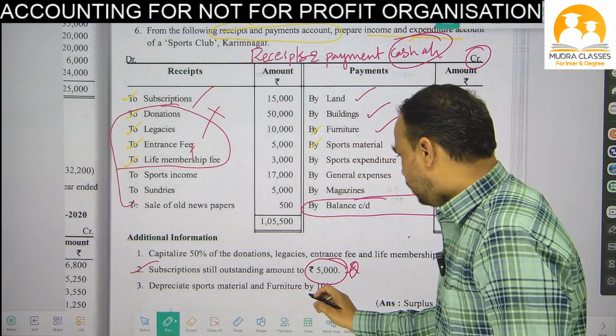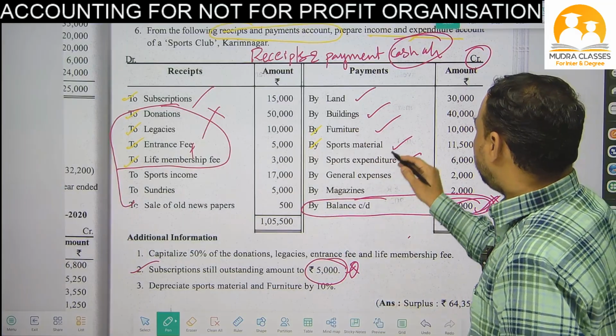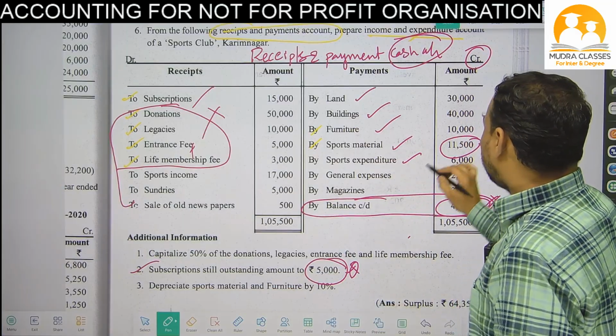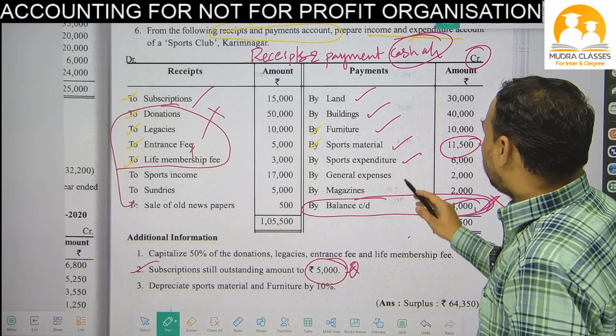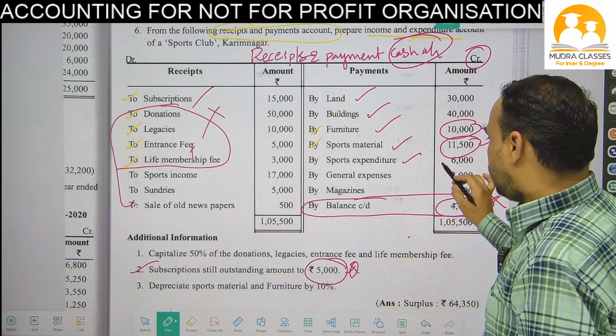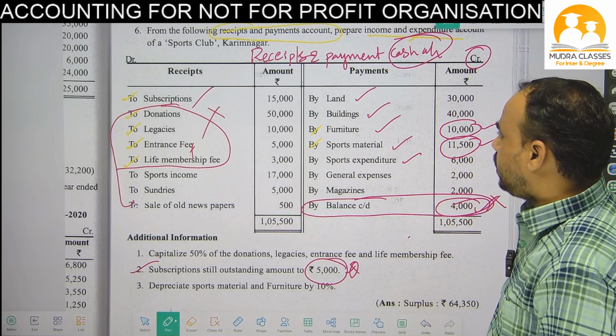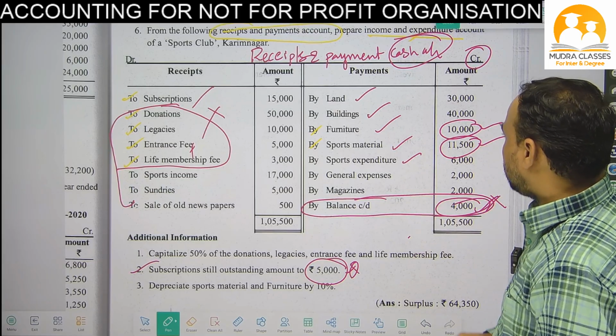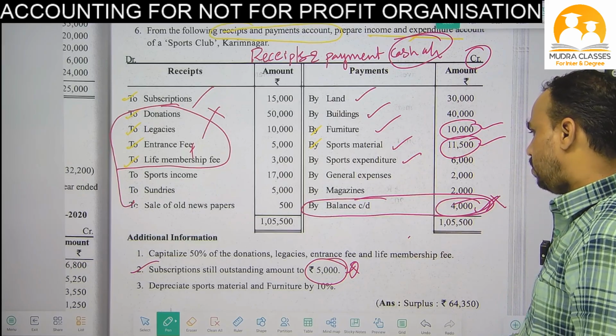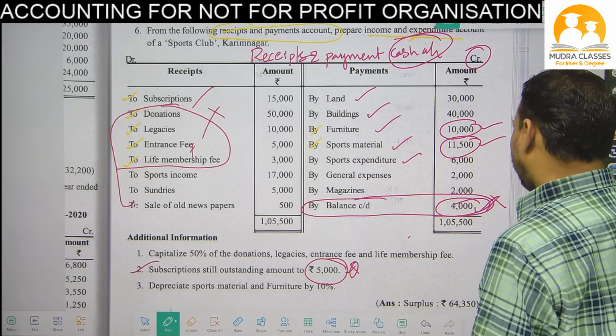Depreciate sports material and furniture by 10%. So sports material, how much is given? Sports material given 11,500, and furniture how much is given? Furniture 10,000. Okay, so depreciate sports material 11,500 by 10%, and furniture also 10%. Okay, how to do? Let's see.